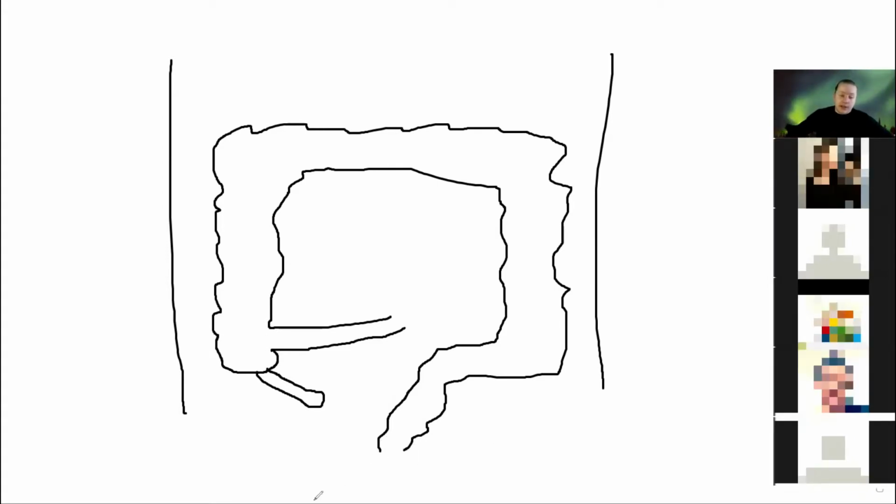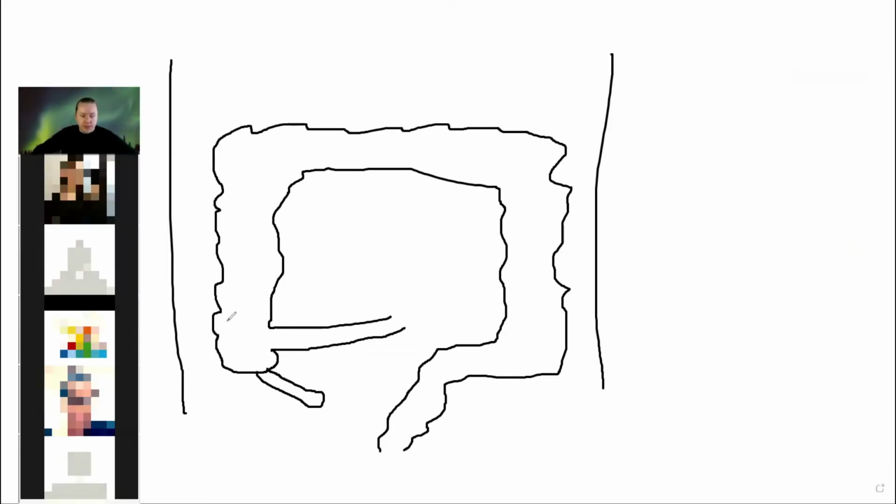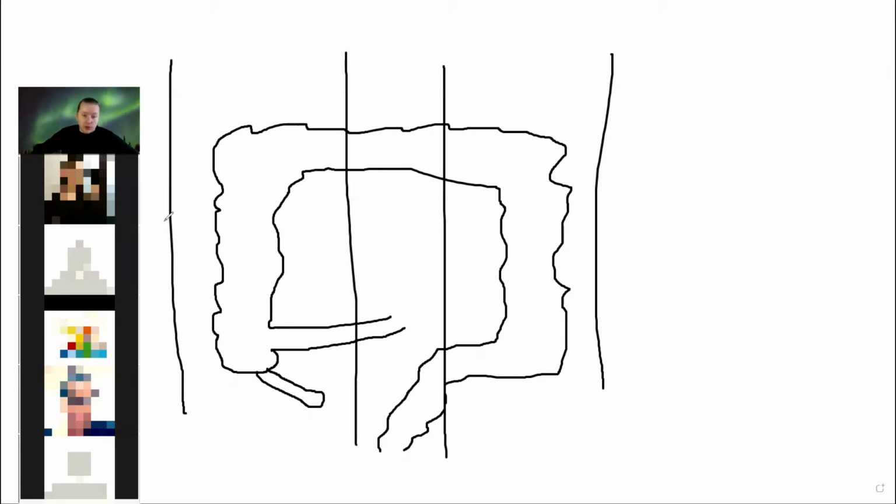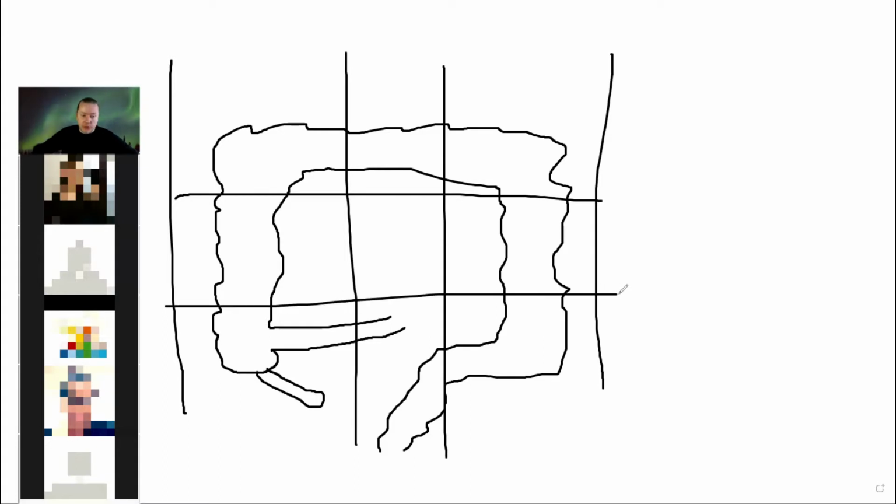Okay, and if we're talking about the quadrants of the body, in which quadrant will that be? Right lower quadrant. Okay, another name for right lower quadrant? Right iliac fossa. Right iliac region. Region, right iliac fossa, correct.